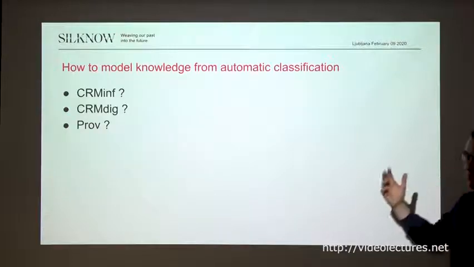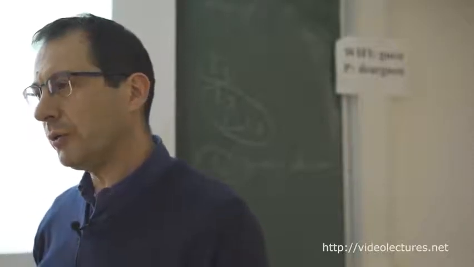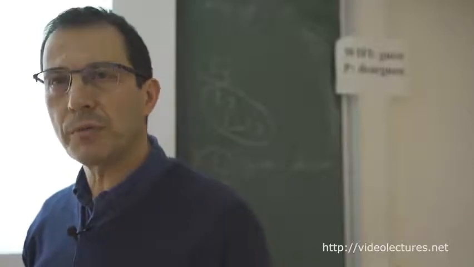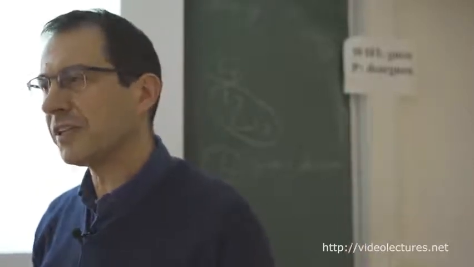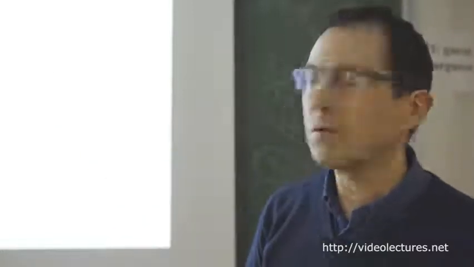The next step will be to model the provenance of the new information that will be generated by a text analysis and image analysis process. So we are at the moment working on this problem. We could use some data models like PROV, CRMdig or CRMinf.